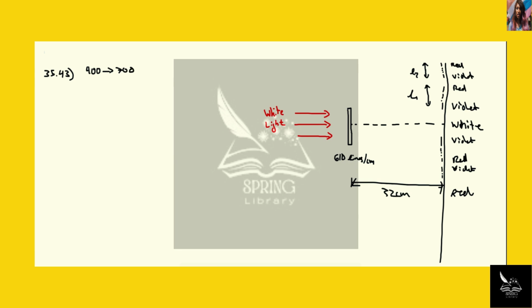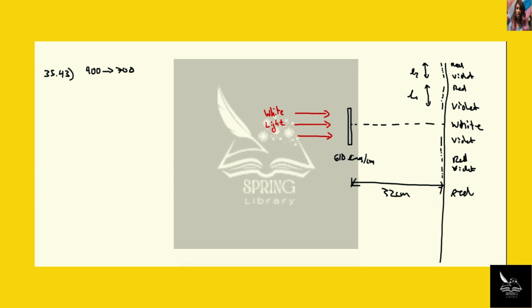It says that the rainbow wavelength is given from 400 to 700 nanometers, which is ultraviolet to red light. And we want to see which order of the rainbow, L1 or L2, spans a larger distance.